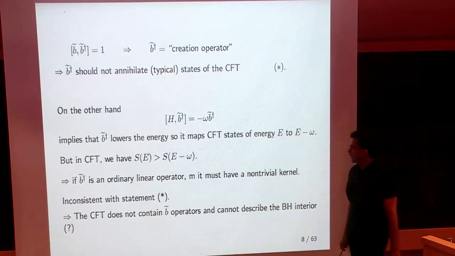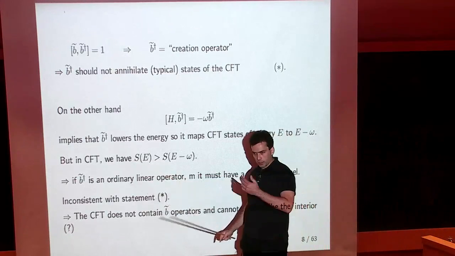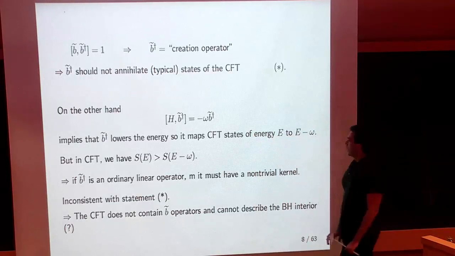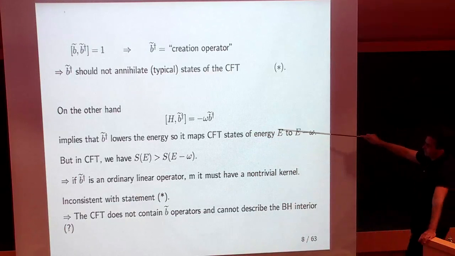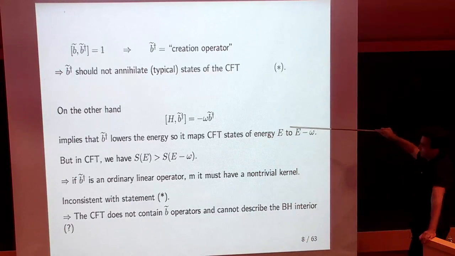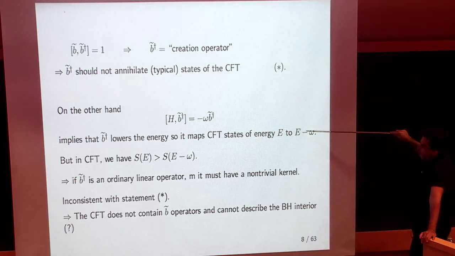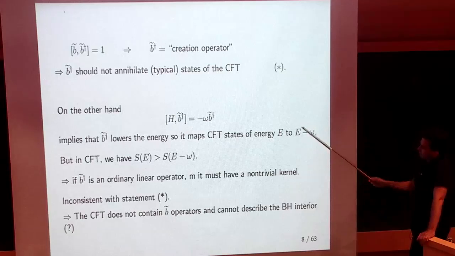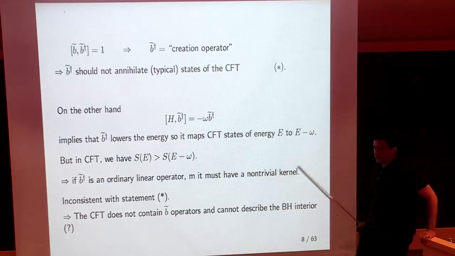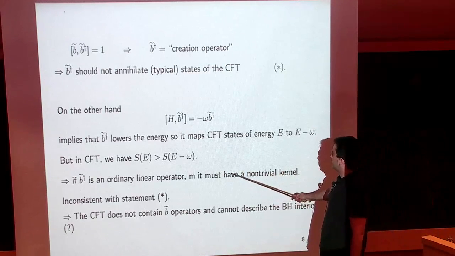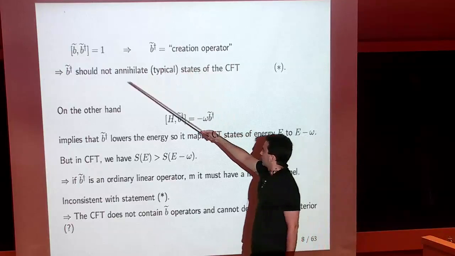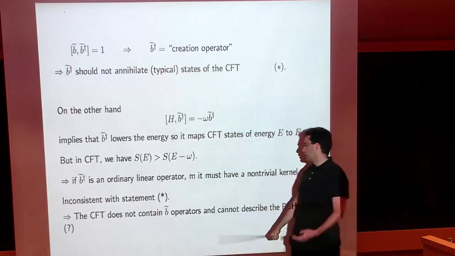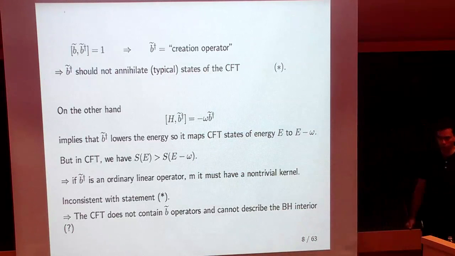However, in the conformal field theory, the entropy is monotonically increasing with energy. So this seems to suggest that an operator maps a bigger Hilbert space into a smaller Hilbert space. And if B tilde dagger is an ordinary linear operator, then it must necessarily have a non-trivial kernel. And this statement is inconsistent with the statement that B tilde dagger should not annihilate typical states, and hence B tilde should not exist in the conformal field theory.